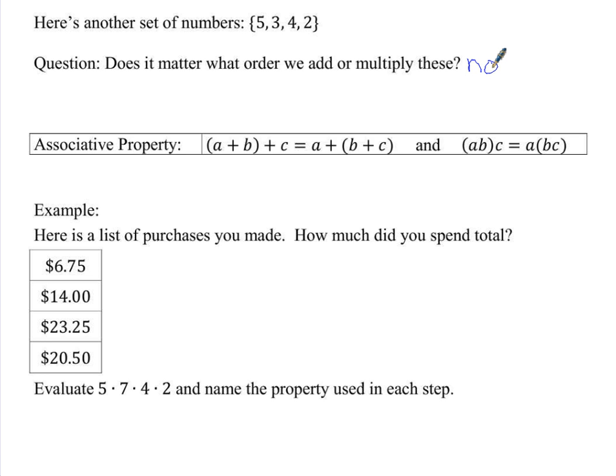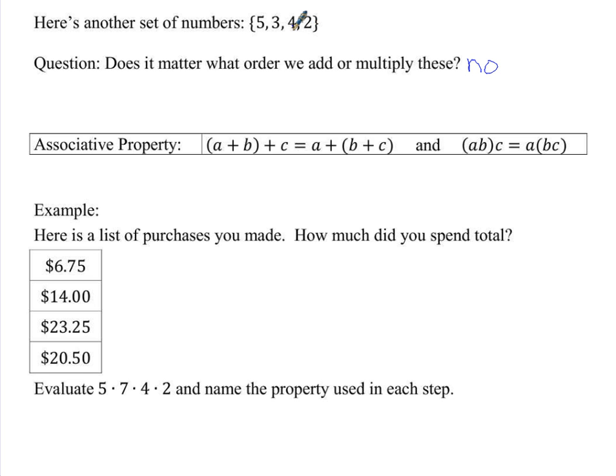What about multiplication? Does the order matter there? Let's multiply across. 5 times 3 is 15, times 4 is 60. 60 times 2 is, good, 120. All right, we went straight across and got 120. What if I did 5 times 4? 20 times 2? 40 times 3 is 120. We got the same thing, right? What if I did 5 times 4 again, 20, and then I did 3 times 2, 6. 20 times 6 is 120.